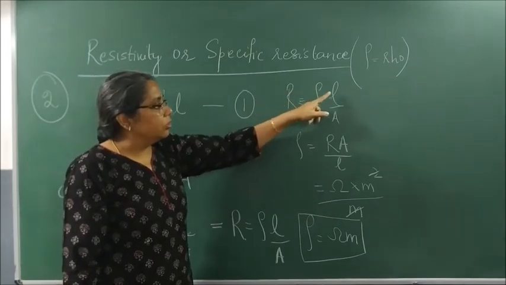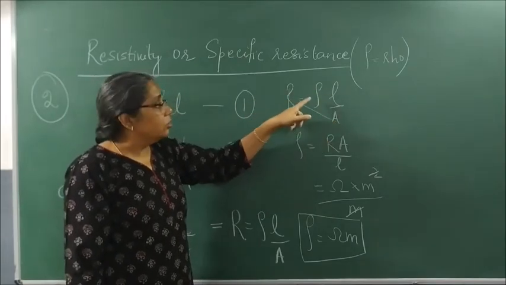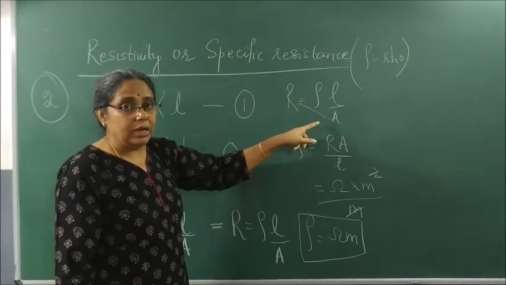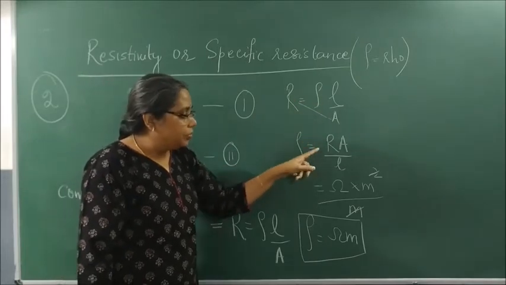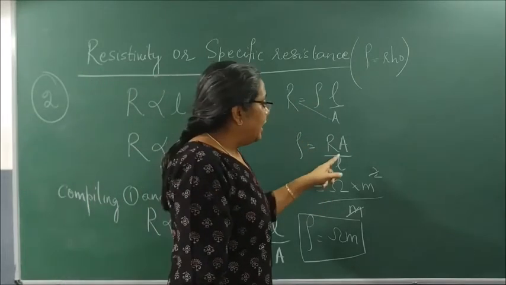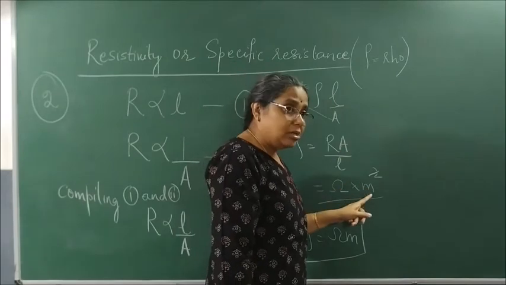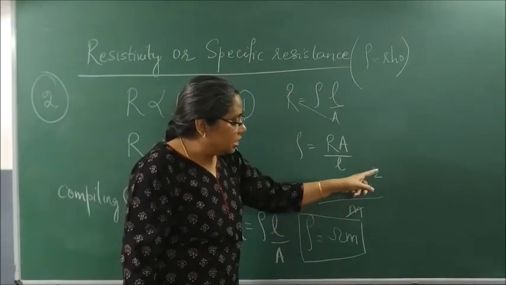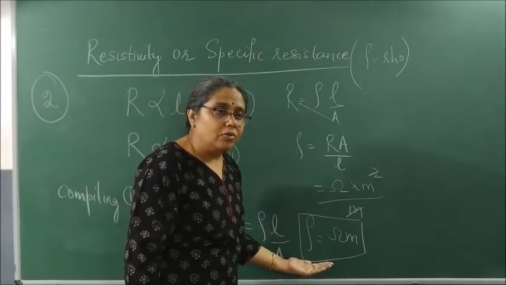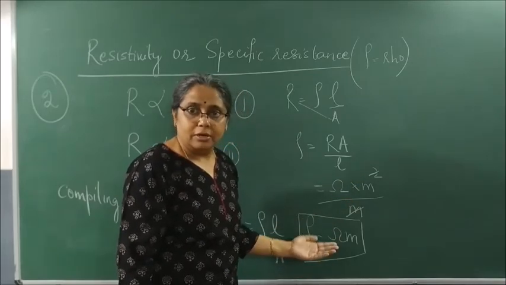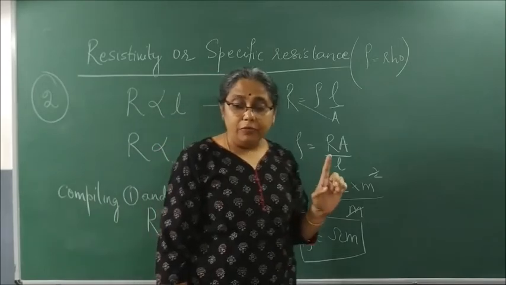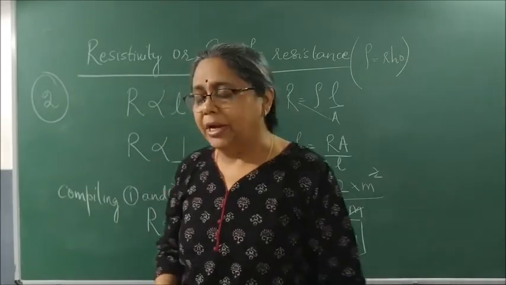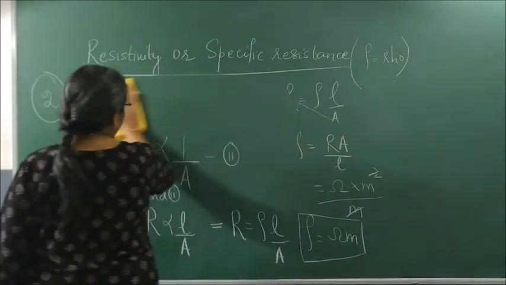How do you define the SI unit of rho? R is equal to rho L by A. So rho is equal to R A by L. R is measured in ohms, and A is measured in meter square. L is measured in meter. So this and this get cancelled and rho is equal to what? Ohm meter. Clear? We will write one more time and then we will go through our textbooks.